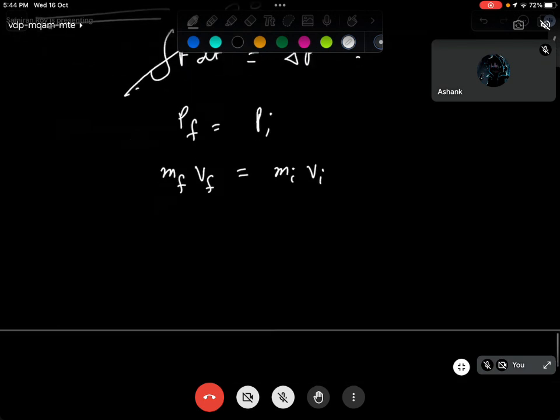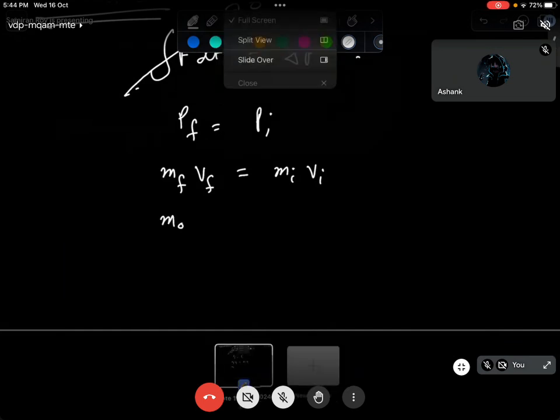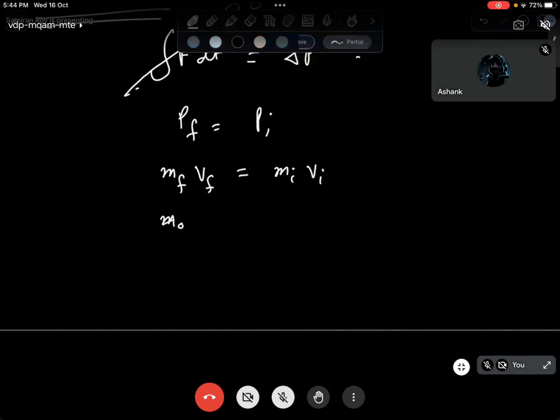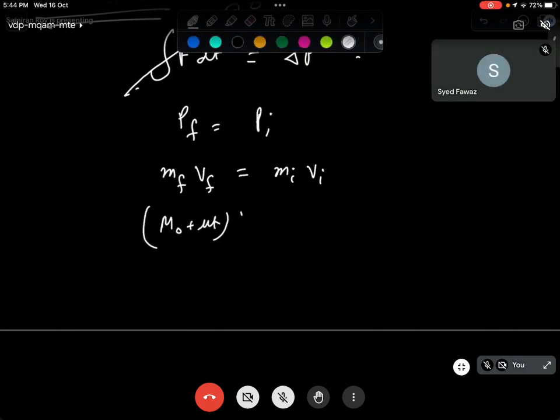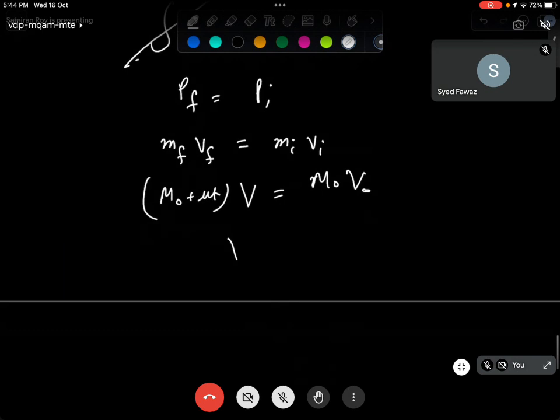What is the final mass? Tell me. The final mass is m0 plus mu t, times v final. Suppose v is the final velocity; the initial mass is m0 and the initial velocity is v0. So v equals m0 v0 by m0 plus mu t.